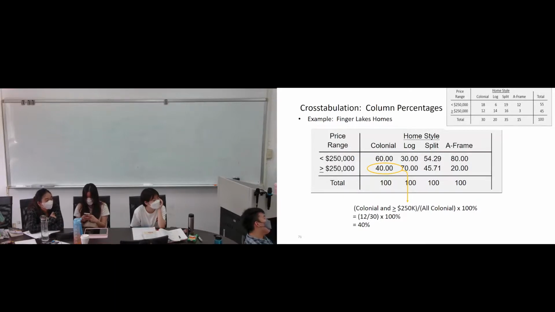How do we get 60%? We divide 18 by 30, and multiply by 100%, that's 60%. And 40% is 12 over 30, multiply by 100%. How about 30%? 6 over 20, multiply by 100%. And then 70%, 14 over 20, multiply by 100%. How do we interpret 40%?